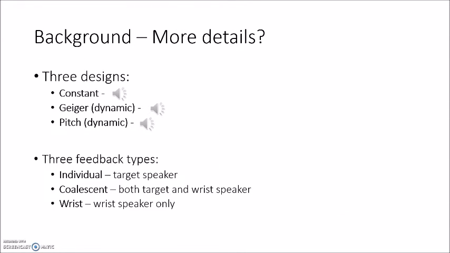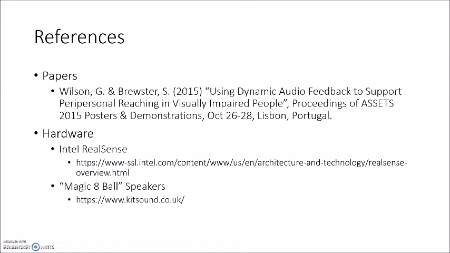The second one is the coalescent, where both the target and the wrist speaker output sound at the same time. And lastly is the wrist speaker, which outputs sound only from the wrist speaker. Cool. If you want to learn more about the study or about the hardware, you can follow the links over here. Now we're just going to go and see how the software actually works.